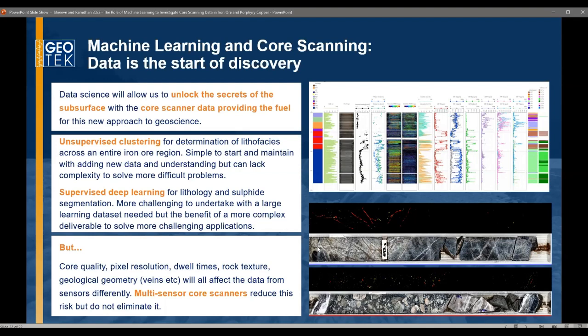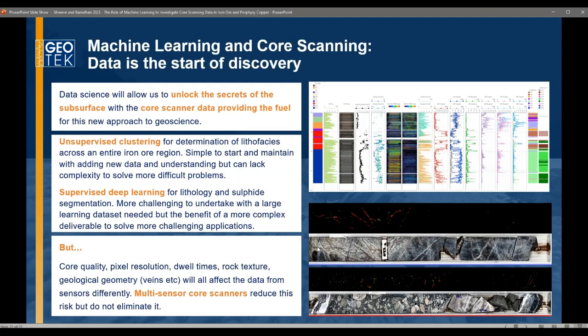Unsupervised is really, and I hesitate to say this in some respects, simple to start and maintain with adding new data and understanding, but it can lack some complexity to solve some more difficult problems. And that's where supervised deep learning really comes into its own. It's much more challenging to undertake.